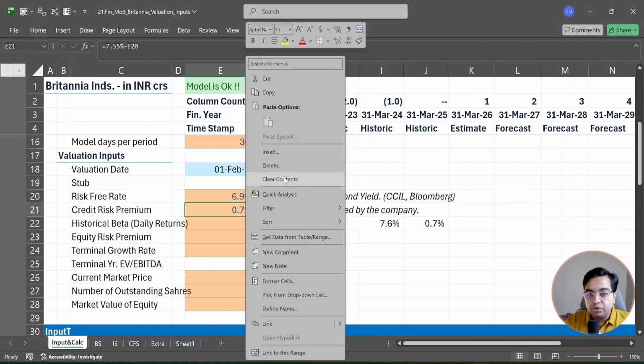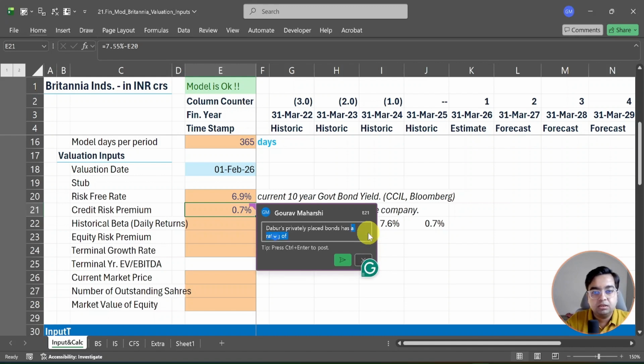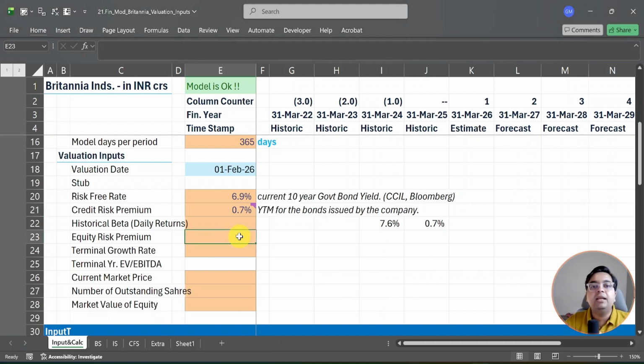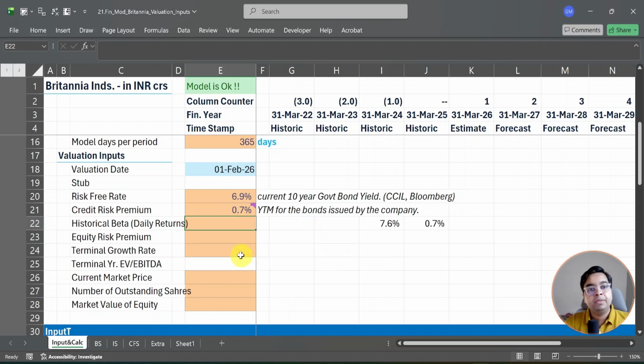So again, I would encourage you to give a comment in this case. So let me just write it. Dabur's privately placed bonds have a YTM of 7.55%. And of course, you can give a more detailed version where you can also say that Britannia and Dabur are similarly rated. So this is what we have for credit risk premium.